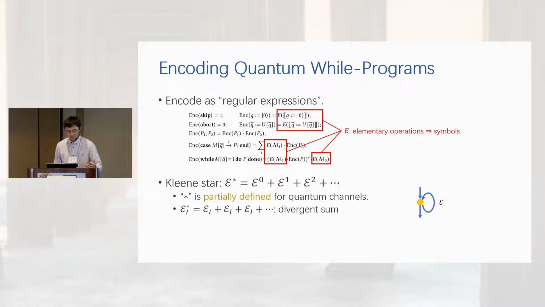A key issue here is that the Kleene star operation, which ideally would be defined like in this equation, is actually partially defined for quantum channels. For example, if you apply the Kleene star on the identity channel, you will result in an infinite sum which is divergent. We want to avoid the use of partial functions for the elegance of our algebraic approach, because if you have partial functions, you will have to check the domain of every rule you apply, and that is very cumbersome.